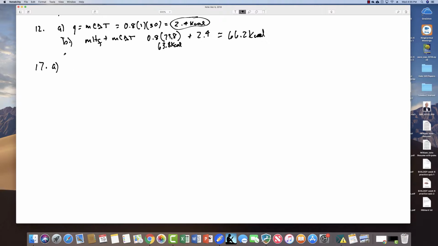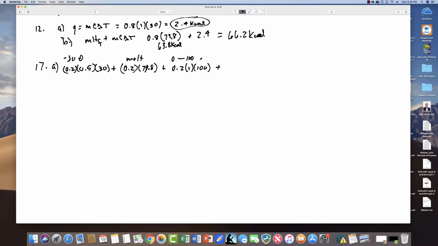First, you have to heat the ice from minus 30 to 0. And so that's going to be 0.2, that's the mass of the ice, times the specific heat of ice, which is 0.5, times that change in temperature, which is 30 degrees. Then you have to melt the ice, and that's going to be 0.2 times 79.8. Then you have to heat that ice water from 0 to 100 degrees. So that's going to be 0.2 times 1 times 100 for the change in temperature.